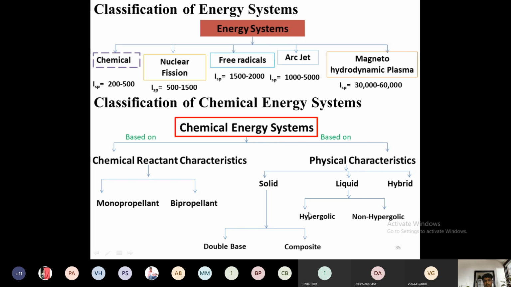The next one, based on the physical characteristics, is the hybrid. In the hybrid propellant system, the oxidizer will be in liquid form, whereas the fuel will be in solid form. Therefore, it is a heterogeneous mixture. Two reactants are present in different phases. One fuel is in solid phase and the oxidizer is in the liquid phase. Therefore, we consider this a hybrid propellant system.